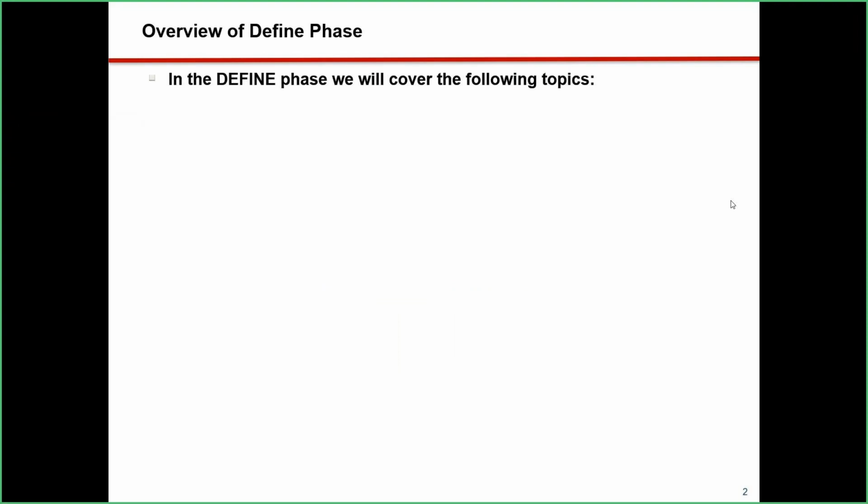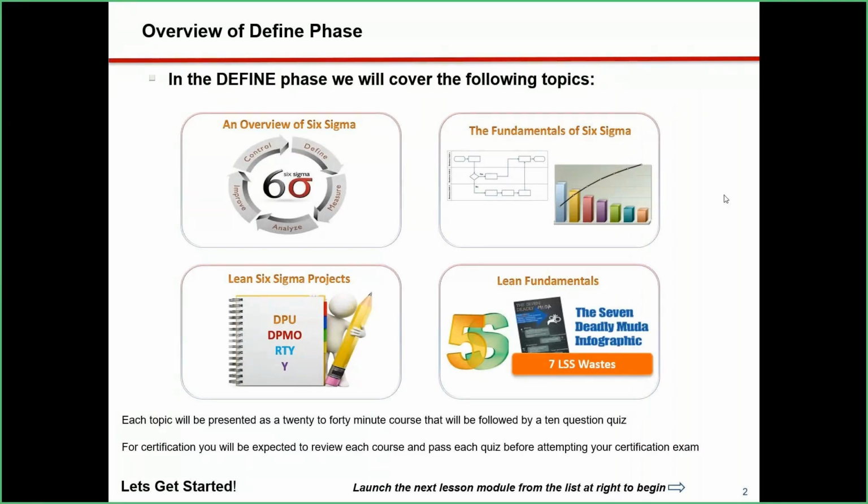So let's begin. In the define phase, we will cover the following topics: an overview of Six Sigma, the fundamentals of Six Sigma, Lean Six Sigma projects, and Lean fundamentals. Each of the topics will be presented as a 20 to 40-minute course. There might be some quiz. So let's begin.